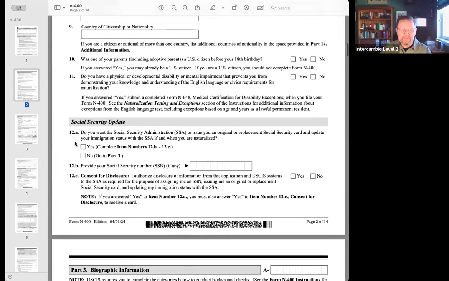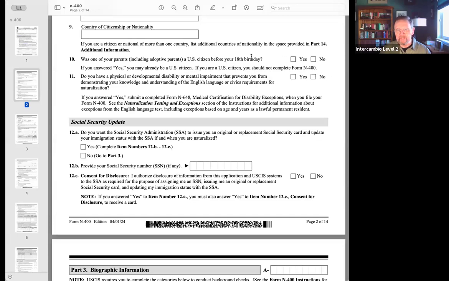And down here, this is something they have. Oh, I'm sorry, I skipped 11. I didn't. I skipped 10 too. If one of your parents is a U.S. citizen and they became a U.S. citizen before your 18th birthday, you would check yes. And if you answered yes, you might already be a U.S. citizen, and you shouldn't really be completing this form. You should be using an N600 form.